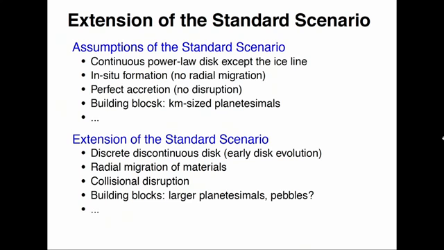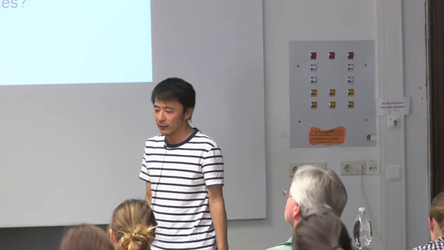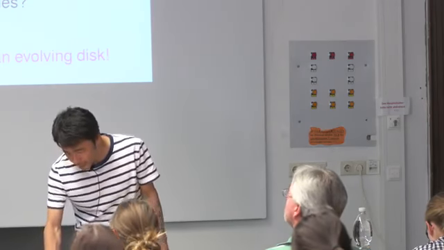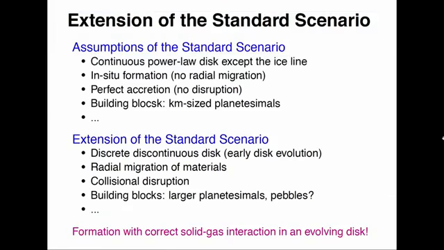Also, some people gave up forming planetesimals, and instead use small pebbles as the main planet building material. So in these ways, the standard scenario is modified and also extended today. The key process is the formation with correct solid-gas interaction in an evolving disk, not a static disk. I think it's very important.